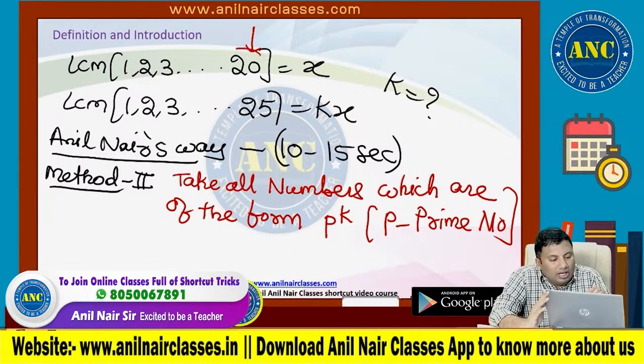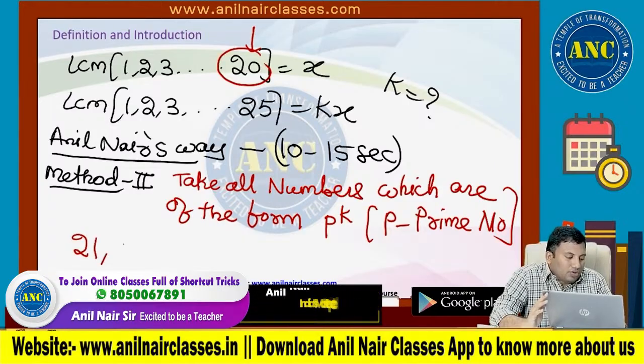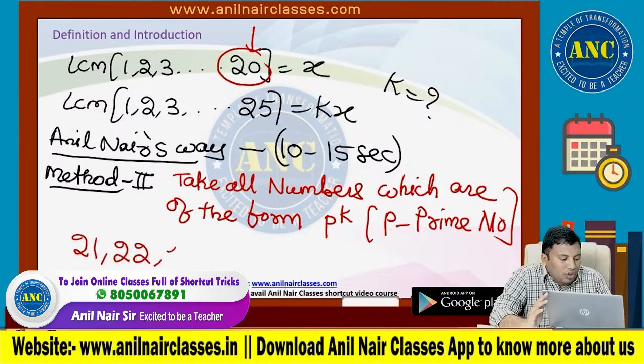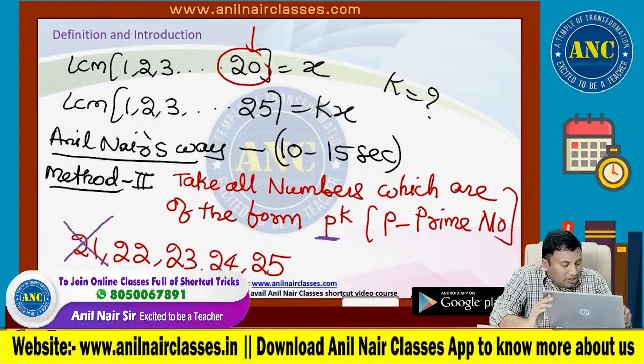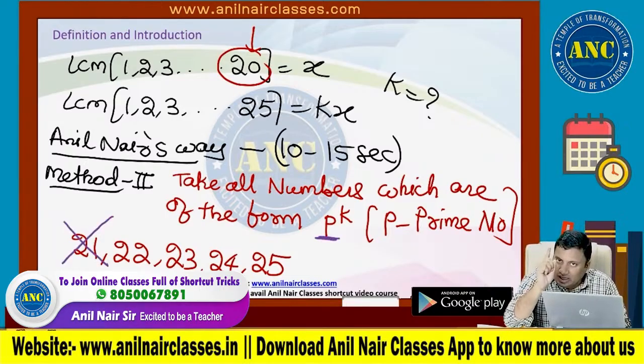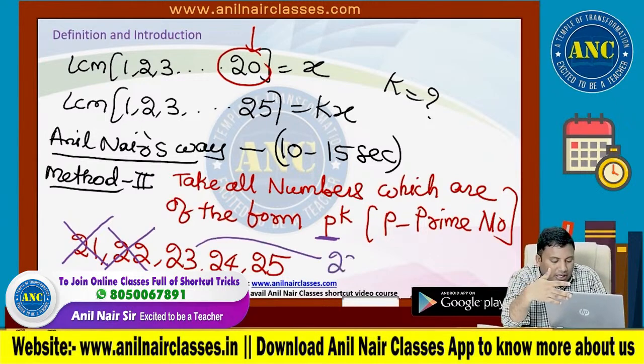Question is given till 20. What are all the numbers beyond 20? 21, 22, 23, 24, 25. These are all the numbers beyond what is given in the question. Now read this statement. Take all the numbers which are of the form p power k. 21 is 3 into 7. There should be a single power of a prime number. 22 is 2 into 11. 23 is 23 power 1.